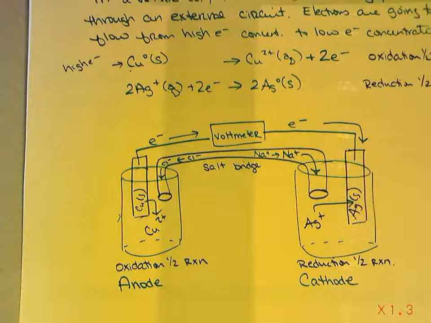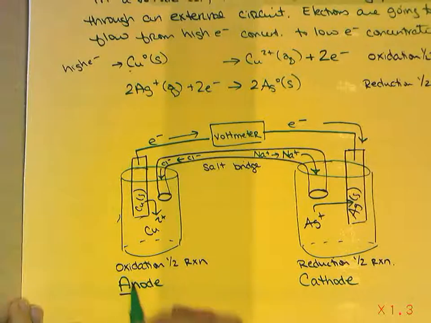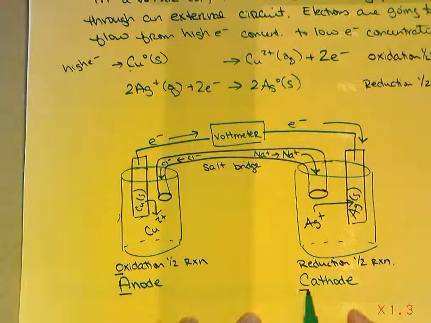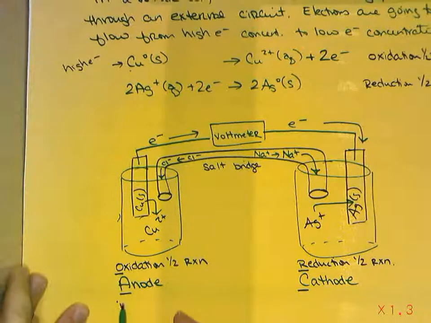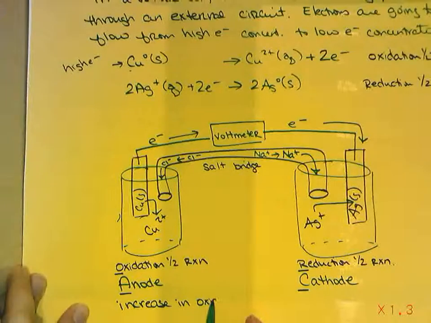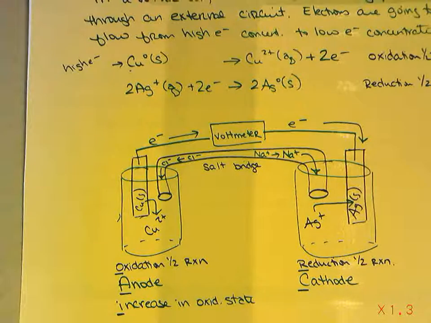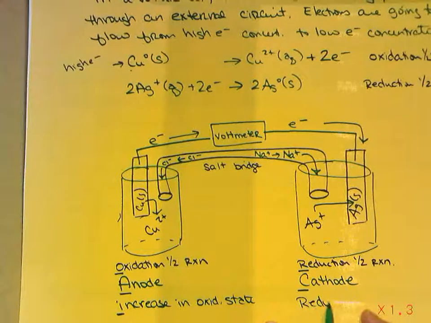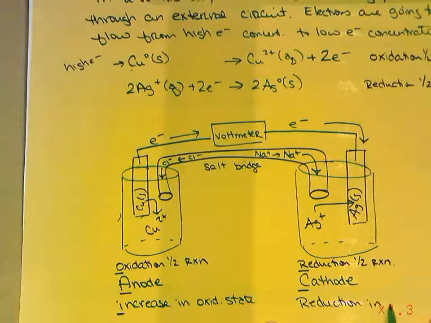All right, so here are my helpful mnemonics to try and remember where everything goes. The anode is the oxidation. Those are both your vowels. Your cathode is your reduction. Those are both your consonants. Over here, we're going to have an increase in oxidation state. Another vowel. Over here, we have our reduction in oxidation state.